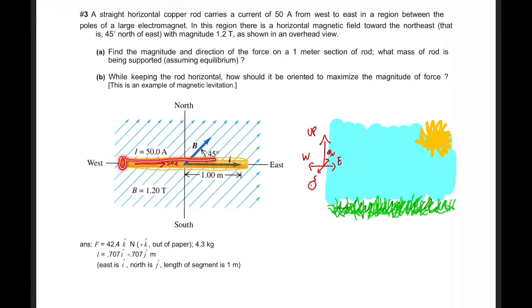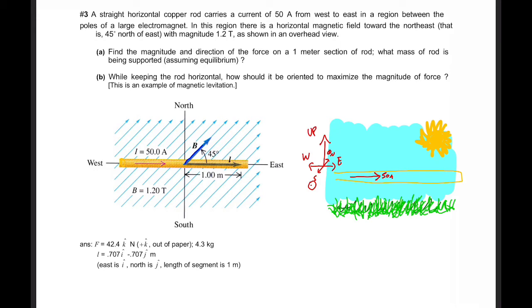So here is a wire that carries a 15 ampere current from west to east in a region between the poles of a large electromagnet. And in this region, there's a horizontal magnetic field to the northeast. Horizontal, in our picture that I drew from a side perspective, is going to look something like this. So we can put the bar in our picture. And we can put the magnetic field of 1.2 Tesla in our picture as well.